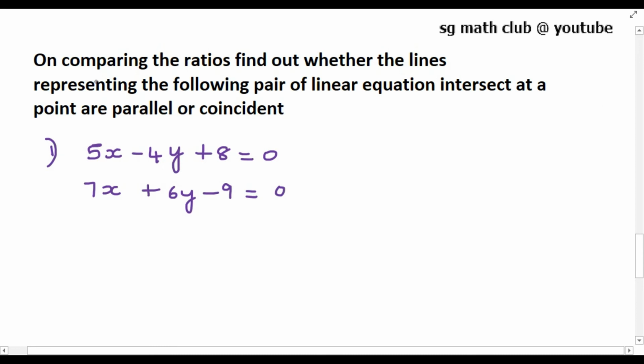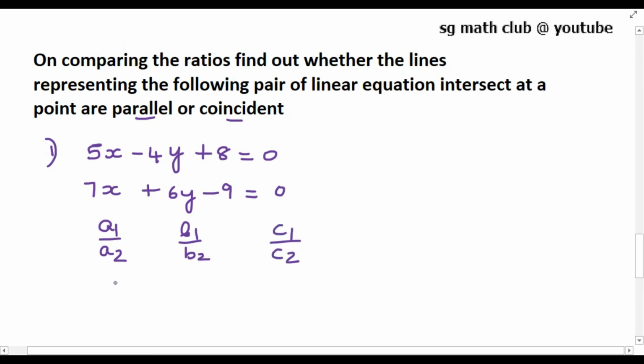So let's do some problems. On comparing the ratios, find out whether the lines representing the following pairs of linear equations intersect at a point, are parallel or are coincident. The first question is 5x minus 4y plus 8 equal to 0, 7x plus 6y minus 9 equal to 0. So we will compare the coefficients now: A1 by A2, B1 by B2 and C1 by C2.